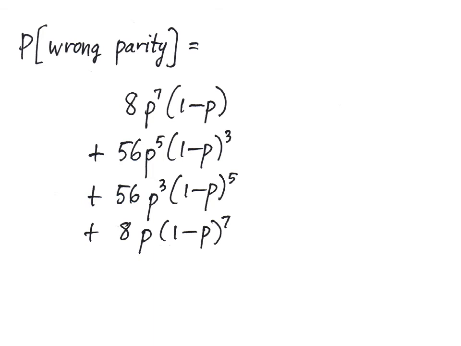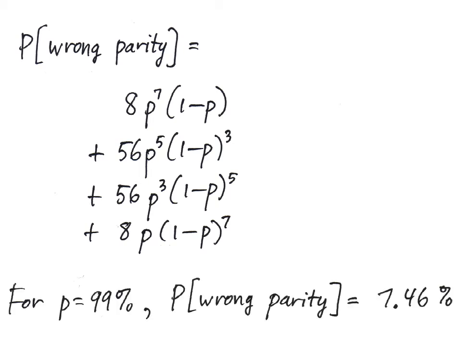So, if our calculated parity and the received parity bit do not match, what's the probability of that happening? Well, there could be one error out of the 8 bits, and there are 8 possible ways that can happen. That's the first term. There could be 3 errors and 56 different ways that can happen. There could be 5 errors, also 56 ways, or there can be 7 errors. An odd number of bits could be incorrectly received: 1, 3, 5, 7.